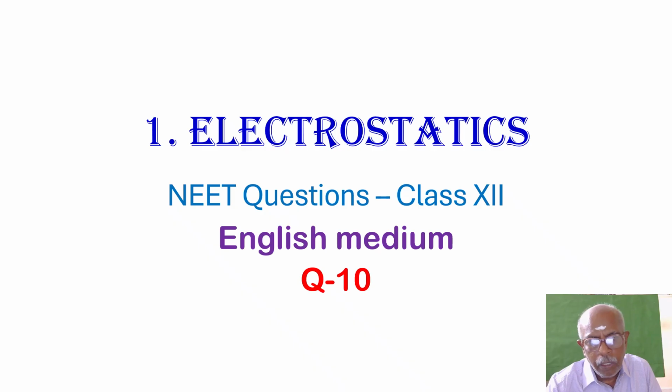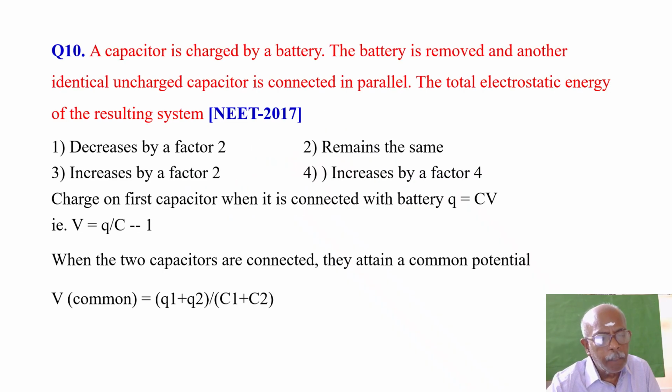In today's video, we are going to solve a multiple choice question in the chapter Electrostatics from your class 12 syllabus. The question is: a capacitor is charged by a battery. The battery is removed and another identical uncharged capacitor is connected in parallel. What will happen to the total electrostatic energy of the resulting system? This question has been asked in the NEET examination in the year 2017.